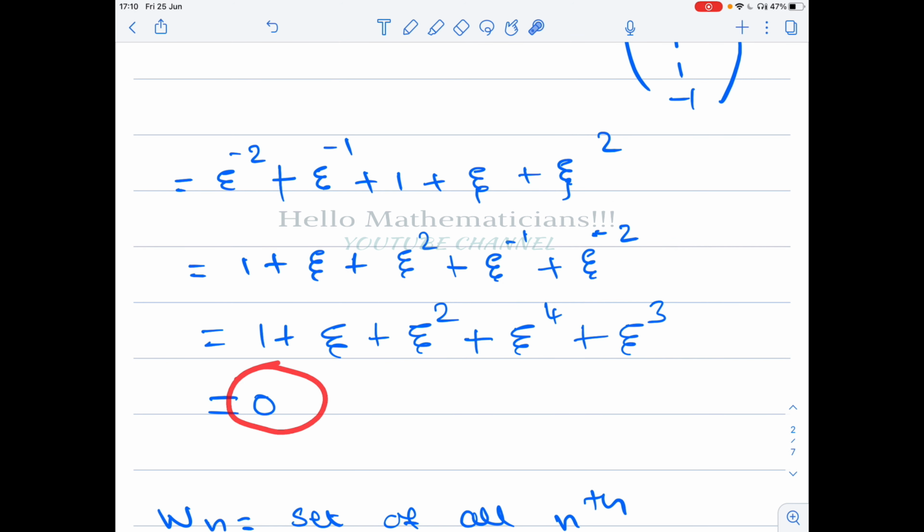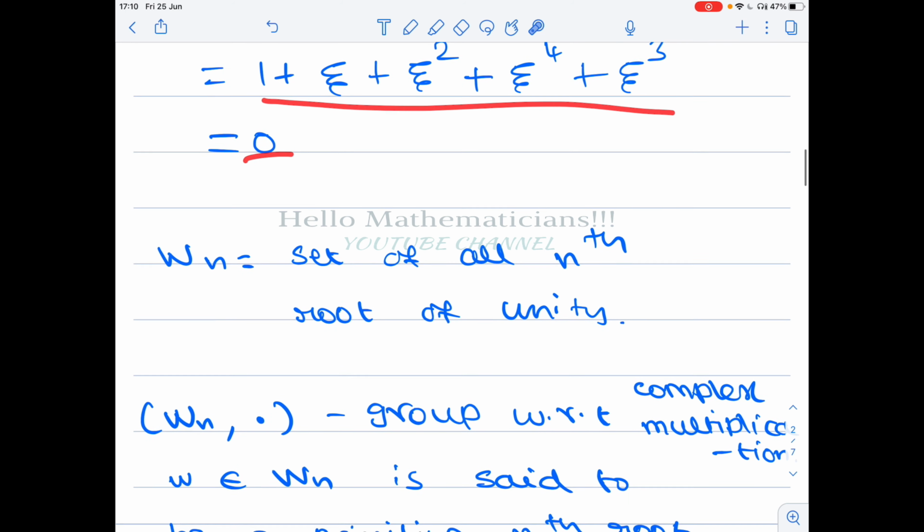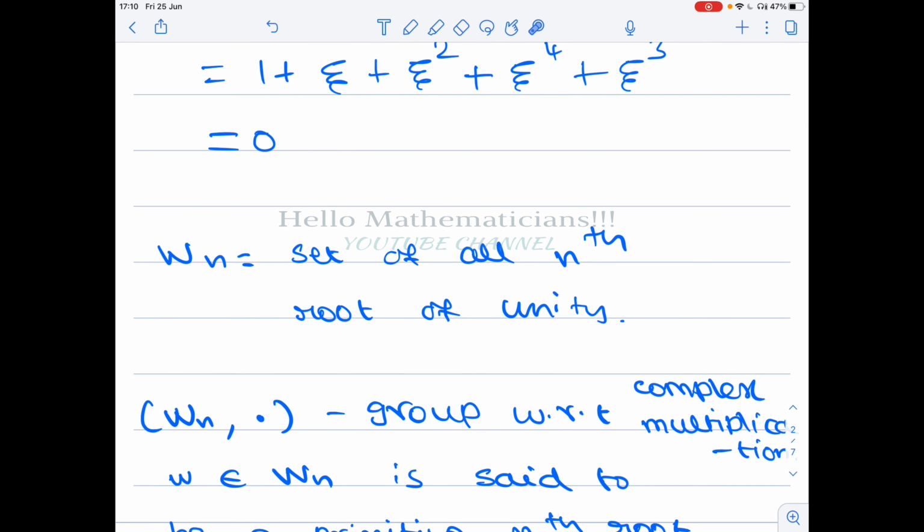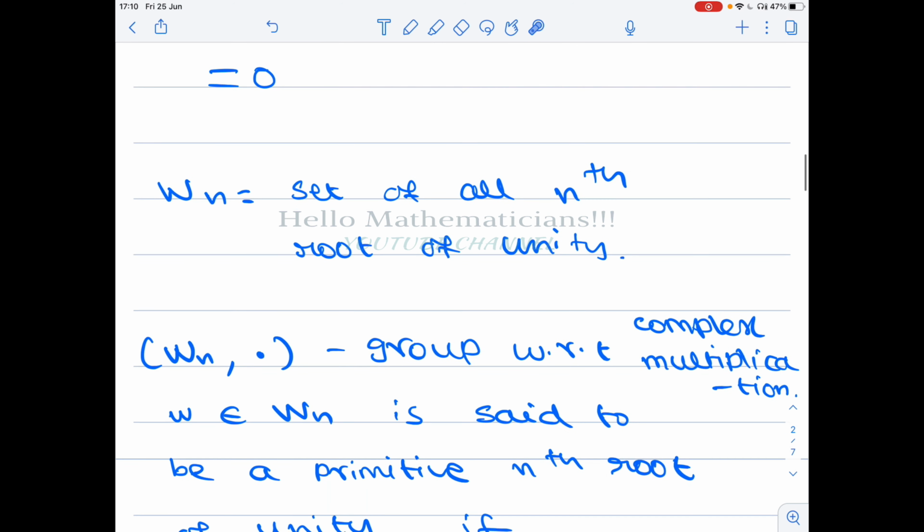This quantity is actually 0 if theta is a primitive nth root of unity, not just a fifth root of unity. You take any primitive nth root of unity; for the fifth root, we are summing till 4, and for the nth root, you have to sum till n minus 1. So let's see why this sum is equal to 0. Now let's define what a primitive nth root of unity is. Primitive nth root of unity is a very important concept. In complex analysis, there are many CSIR questions on it.